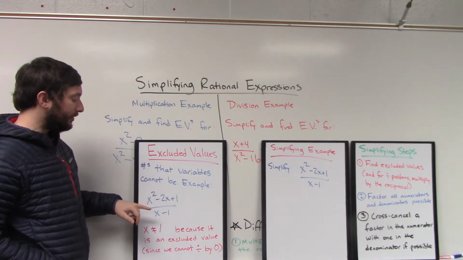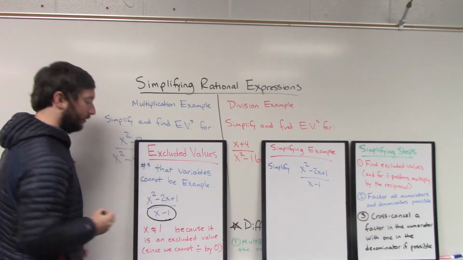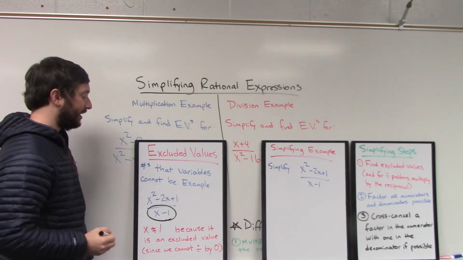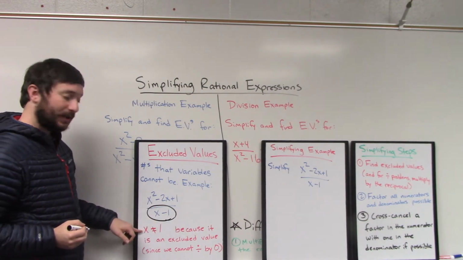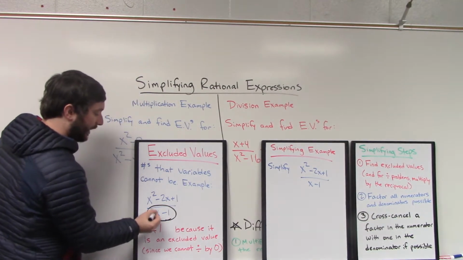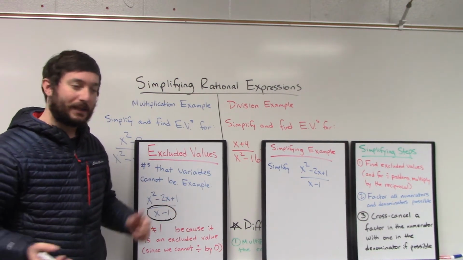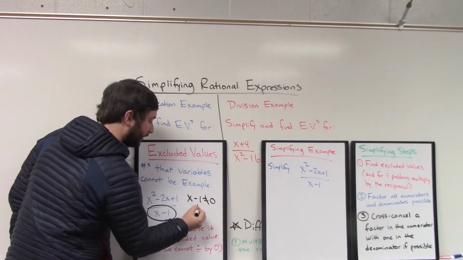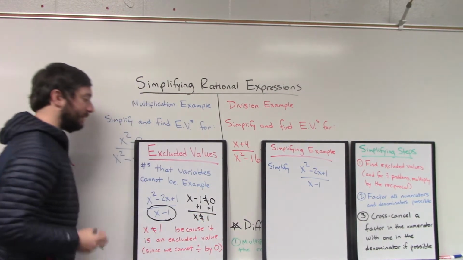So, because you can't divide by 0, this expression right here, x minus 1, cannot equal 0. And what that tells us is because this whole thing can't equal 0, x itself cannot equal 1. Think about what would happen if x equals 1. If x equals 1, then that's 1 minus 1. And 1 minus 1 is 0, and we can't divide by 0. That is why we call 1 an excluded value for x. It's something that x is not allowed to be.